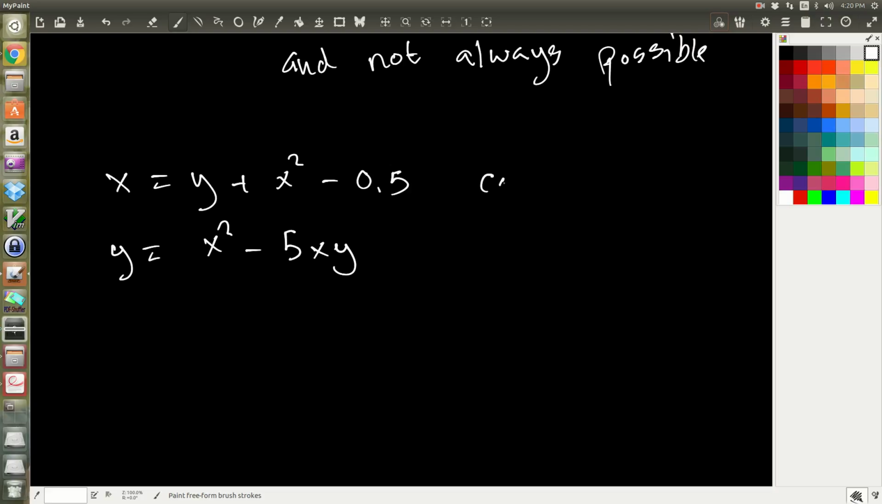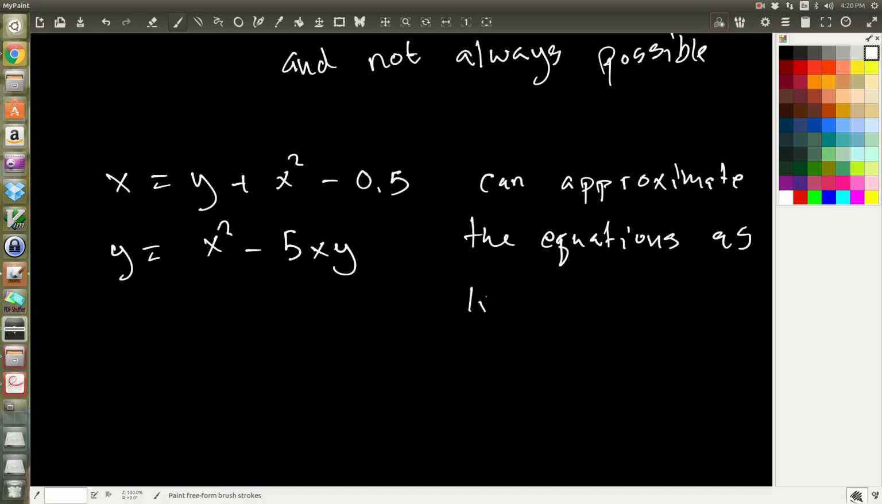So can we approximate the equations as linear? If we can approximate them as linear, then we could solve that approximation for the answer, and after we solve that approximation for the answer, we could then take that approximation and plug it in and get a better approximation. Does this kind of sound like root finding methods?